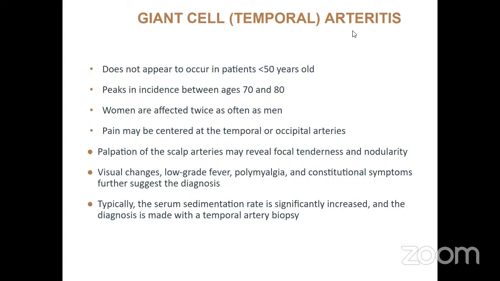Giant cell arteritis is one type of vasculitis. It most commonly happens in patients who are more than 50 years old, with peak incidence between age 70 and 80. Women are affected twice as often, and the pain can be located at the temporal or the occipital arteries. On physical examination, palpation causes focal tenderness of the scalp arteries, mostly in the temporal region. It can present with visual changes, low-grade fever, polymyalgia, and other constitutional symptoms. These things further suggest the diagnosis. And mostly the ESR is always raised in temporal arteritis.